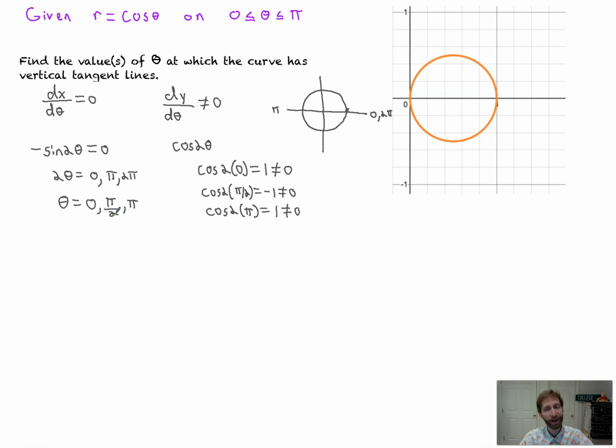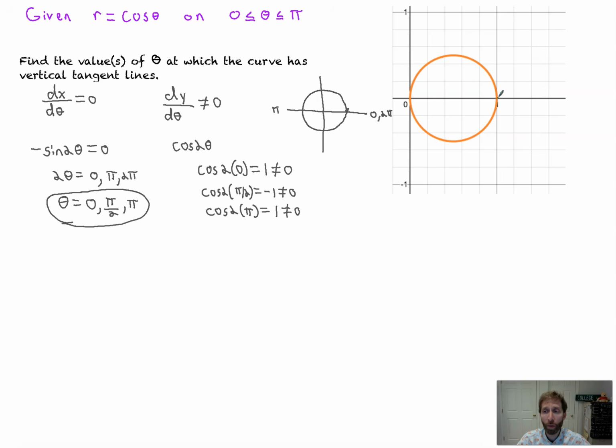So we're good there, except it says find all the values of theta at which the curve has vertical tangent lines. It does say on that interval, so I am going to technically include pi, but it depends on what your teacher asks you for. If your teacher says don't have any repeat points, then you should actually not include pi. Let me show you what I mean.